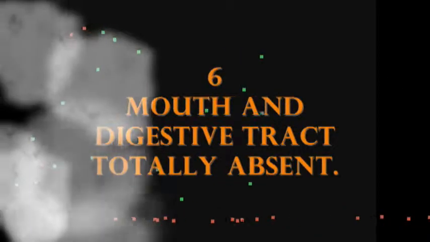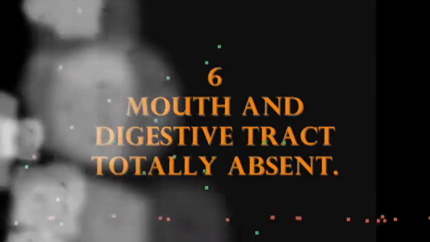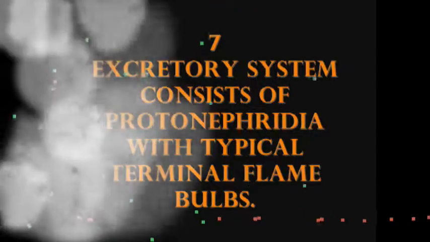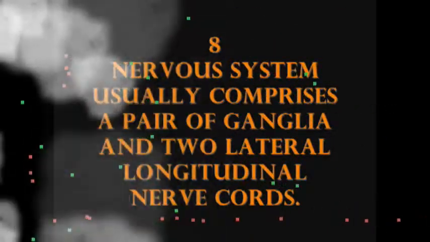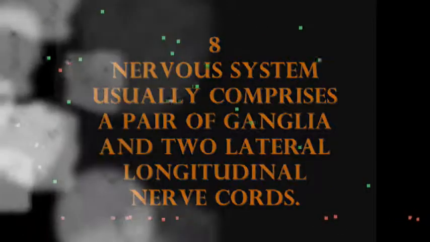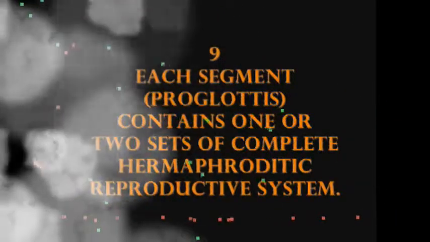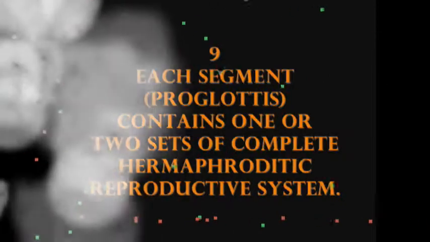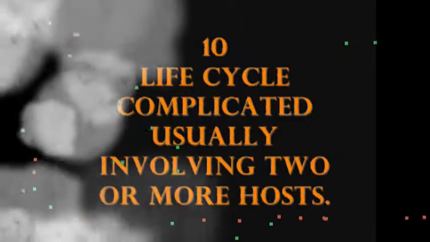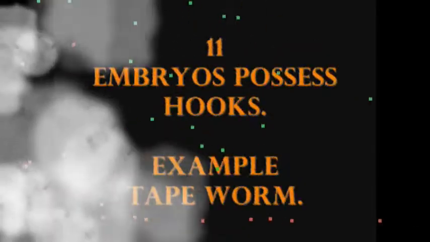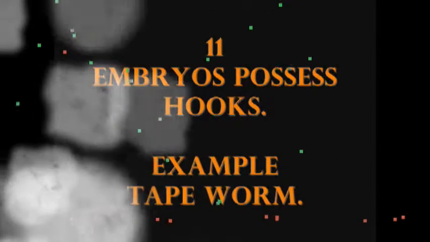6. Mouth and digestive tract totally absent. 7. Excretory system consists of protonephridia with typical terminal flame bulbs. 8. Nervous system usually comprises a pair of ganglia and two lateral longitudinal nerve cords. 9. Each segment, proglottid, contains one or two sets of complete hermaphroditic reproductive system. 10. Life cycle complicated, usually involving two or more hosts. 11. Embryos possess hooks. Example, tapeworm.